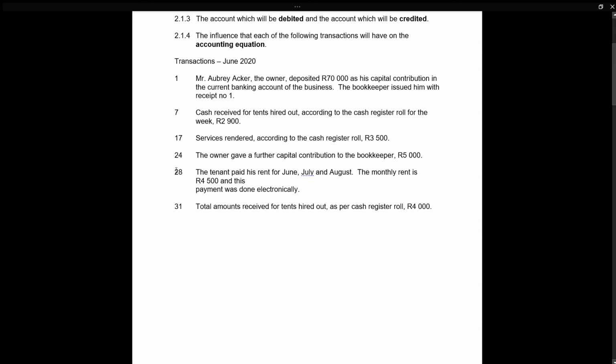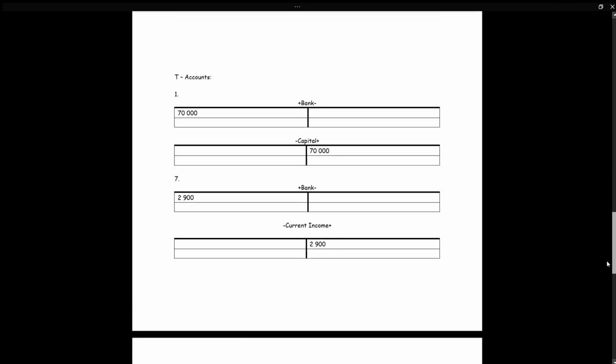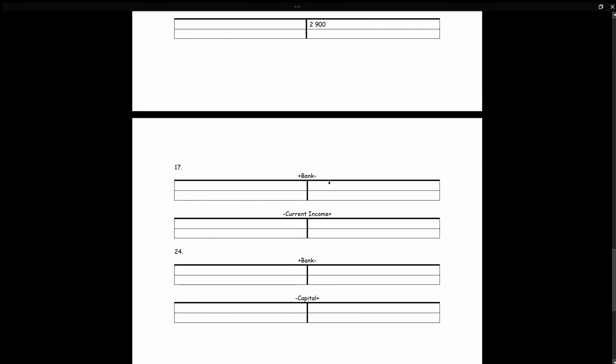On the 17th, services rendered according to the cash register roll to the amount of 3,500 Rand. Right, so let's go and have a look at the T accounts. Bank will increase with that amount of 3,500 Rand, and my current income will increase with the same amount. Bank will be my account being debited, current income will be my account being credited. It's exactly the same as the previous transaction, same account, same explanation.